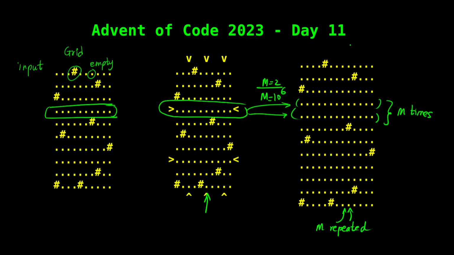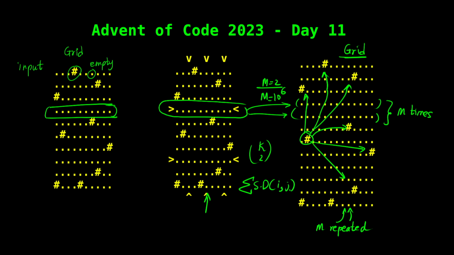After this grid is formed, this is the grid that you need to work on, and in this grid for each hash you need to find the shortest distance from this hash to all the other hashes. And let's say there are k hashes, then you need to find the sum of the shortest distance between all of them. So let's say the shortest distance is SD from I to J, and there will be these many pairs for which you need to find out this sum.